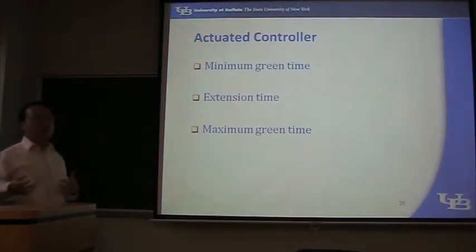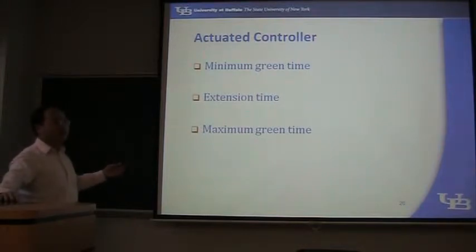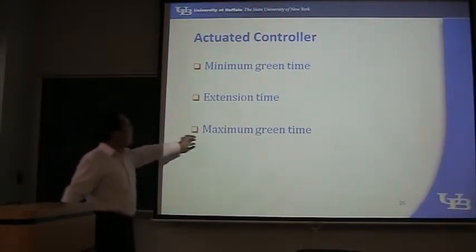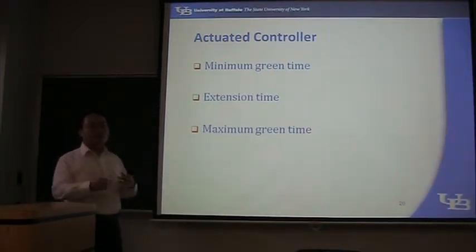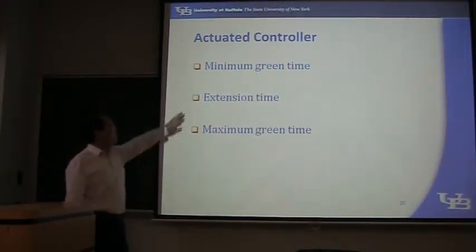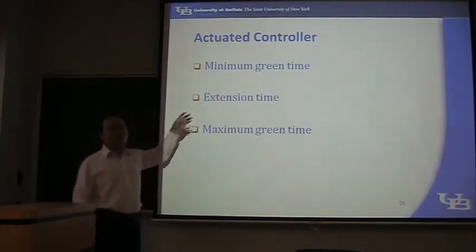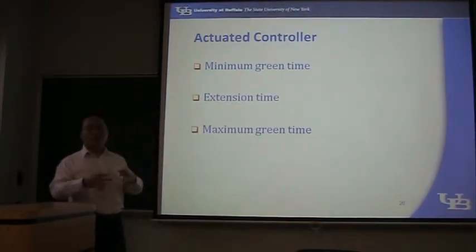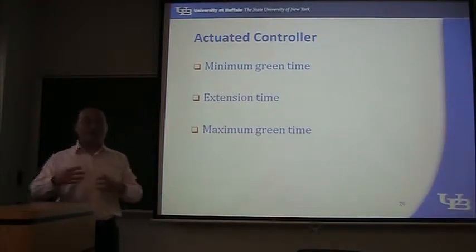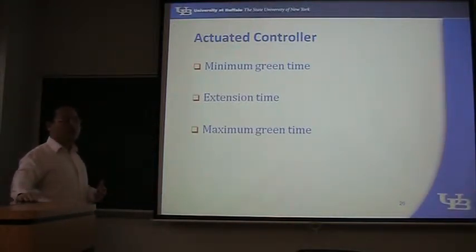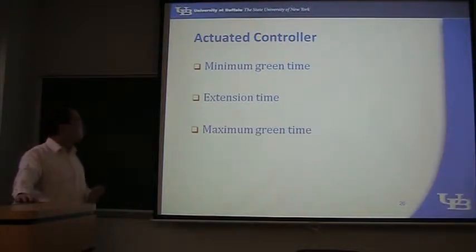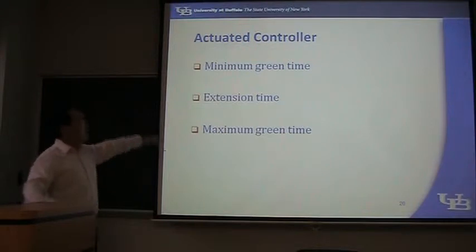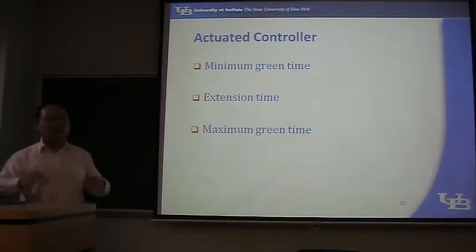In an actuated controller, for each phase, each split, we can have the minimum green time, and then we can have the maximum green time. And according to the information that this system gets from the detectors, we add the extension time to the minimum green time. So the green time will vary according to the traffic status. And that's why we need a so-called traffic detector. So just remember, actuated controller means the green time can vary.